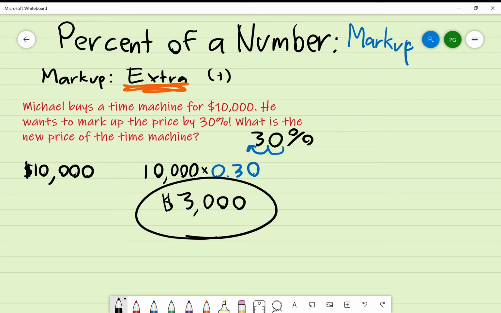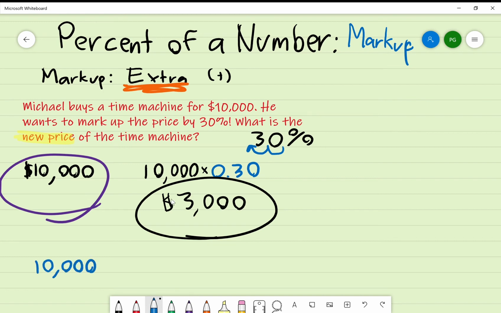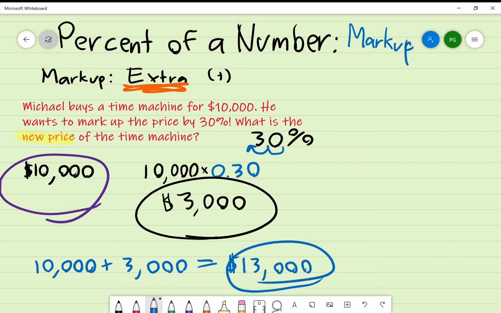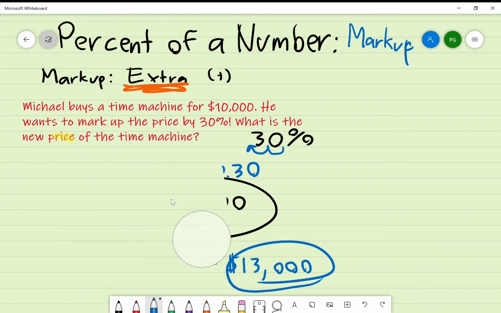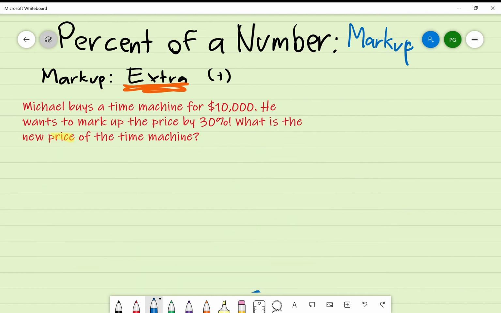Question, is that your final answer? Of course not. You are looking for the new price. The new price of something isn't going to be lower than its original price. No. The 3,000 is what you add to the 10,000. So we take $10,000 plus $3,000, and that gives me my new total, my new price of $13,000. That's it, ladies and gentlemen. That's your final answer. Now, let's do two other examples, and we'll be done, okay?